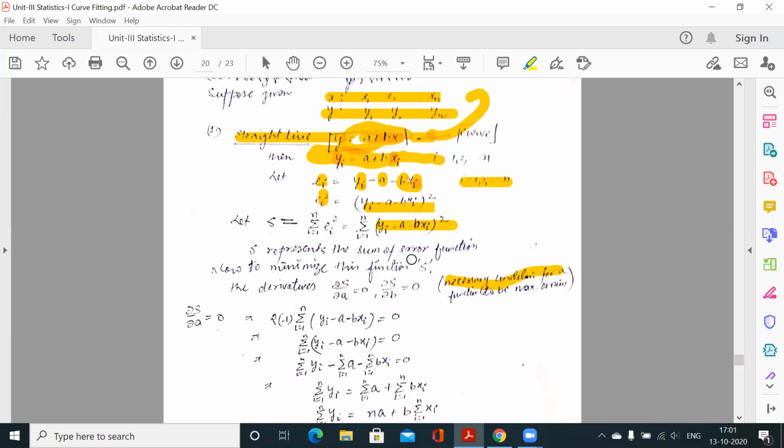If this error is minimized, then our curve will be the best curve, found around the exact curve. So our objective is to minimize this error. So S is one function of x. So you know how to minimize one function. What is the necessary condition for a function to be maximum or minimum?